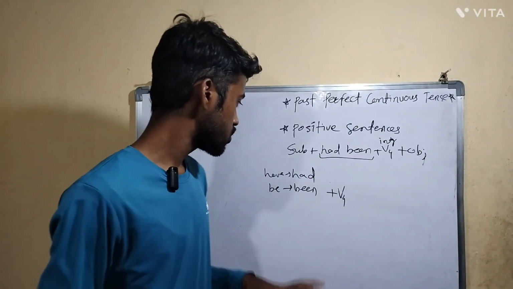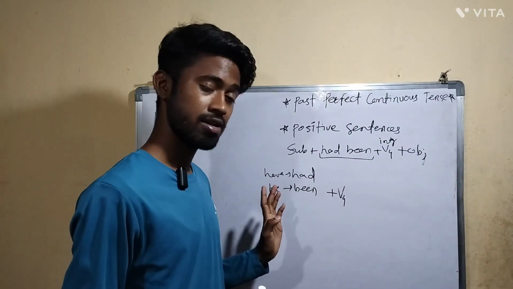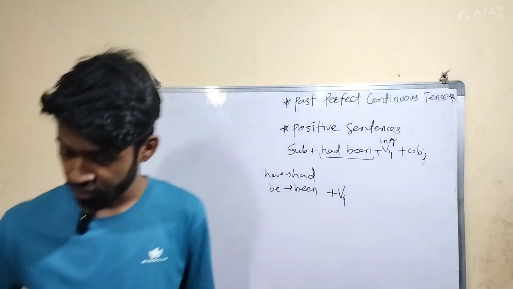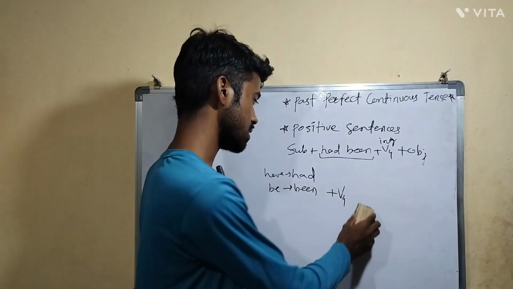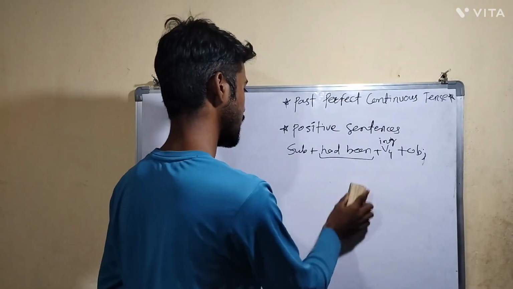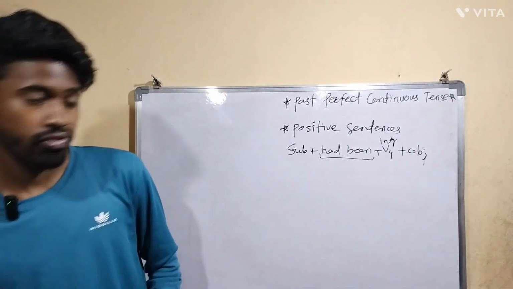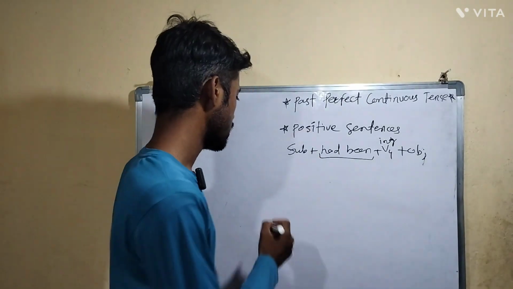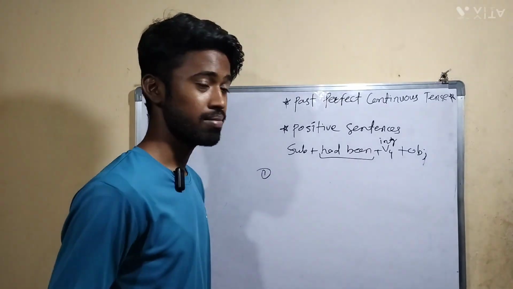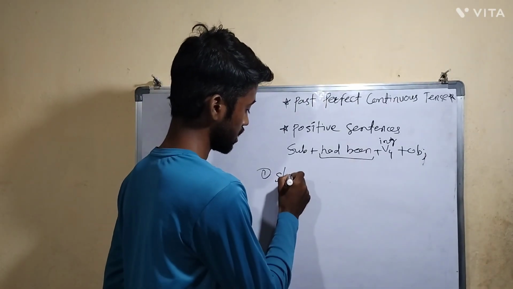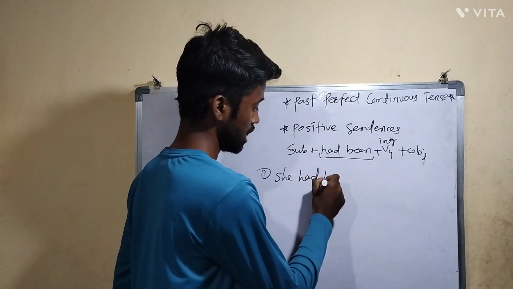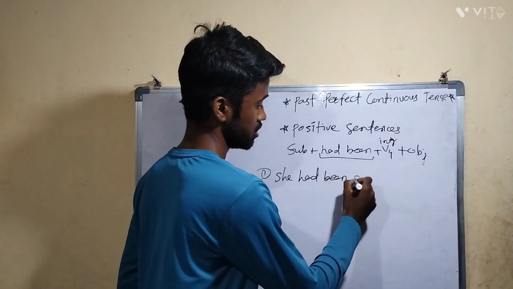Okay, so here what is had been? Had been is the only helping verb for singular and plural subjects. So only one helping verb is there, that is had been, and we always have to use the fourth form of verb. Okay, you understood up to this? Now let's see the first example. She had been studying.